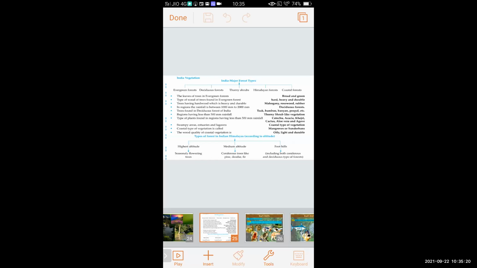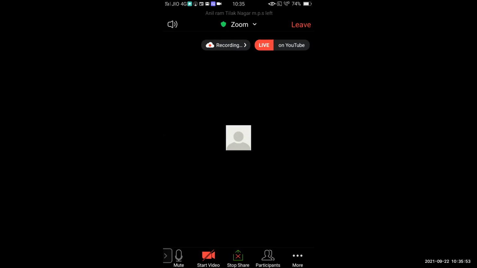A region having less than 500 mm rainfall has thorny shrub-like vegetation. Types of plants found there are catechu, acacia, kejri, cactus, aloe vera, and agave. Swampy areas, estuaries, and lagoons have coastal type of vegetation. Coastal vegetation is called mangroves or Sundarban. The wood quality of coastal vegetation is oily, light, and durable. In this way, today we have studied the vegetation and the types of forest of India.